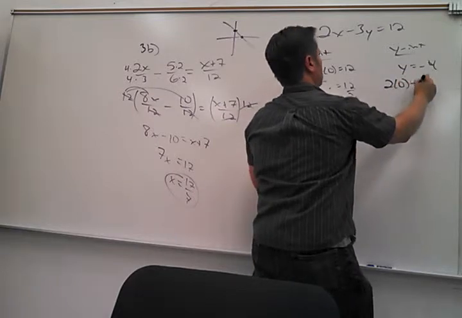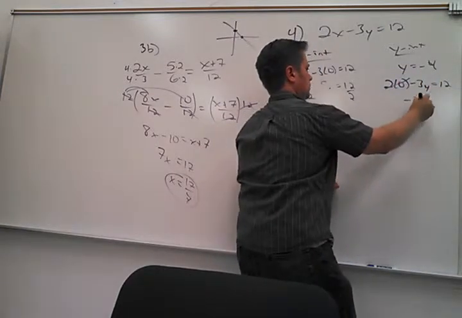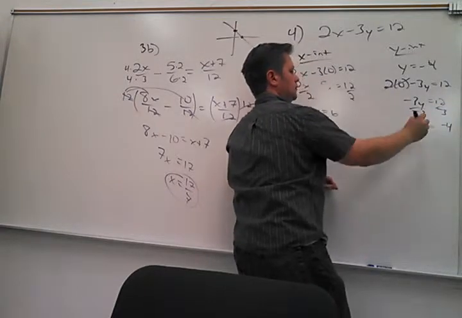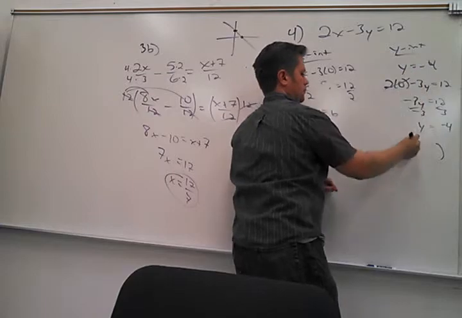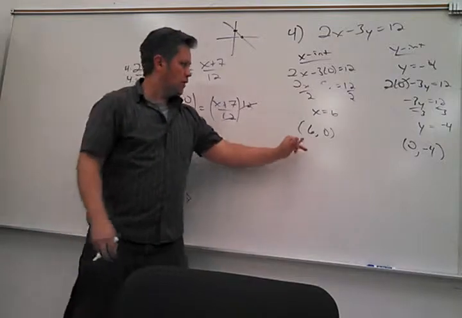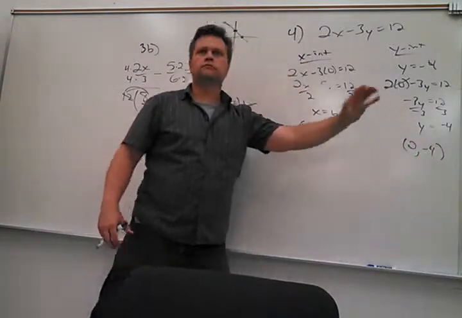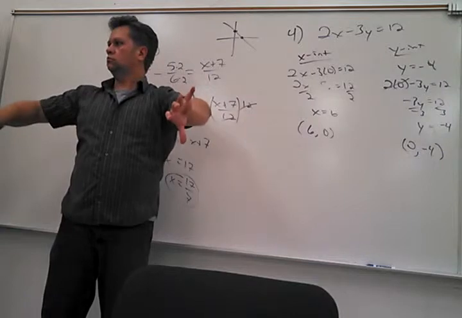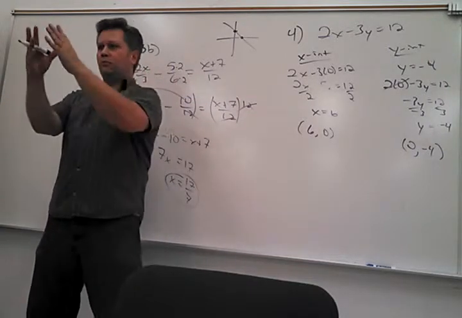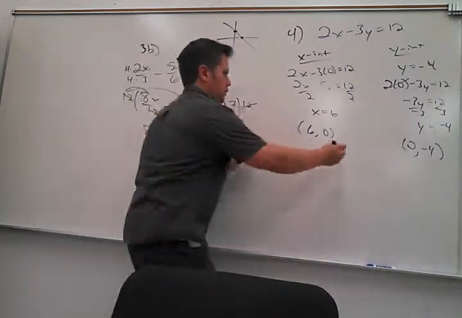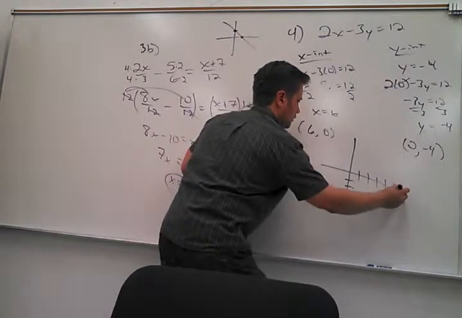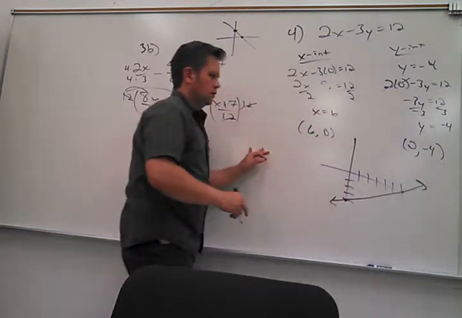So 2 times 0, this becomes 0. Divide by -3. That is a point: when x is 0, y is -4. The reason I make a big point of that is some of you guys graph the point 6, -4. It's not one point, it's 2. How many points do you need to graph the line? At least 2. If you have 1 point, you're like, what do I do? So here I've got 2 points, 6, 0 and 0, -4. And then there's my line. Sweet.